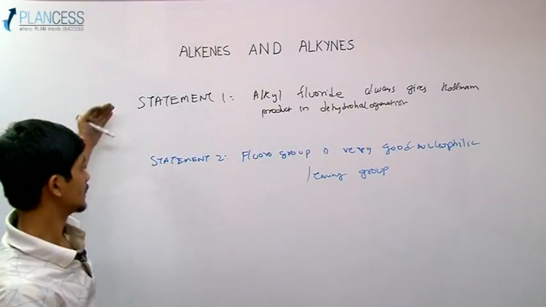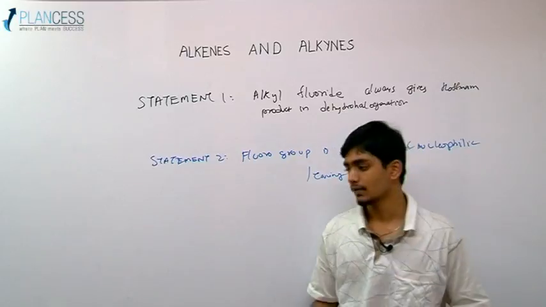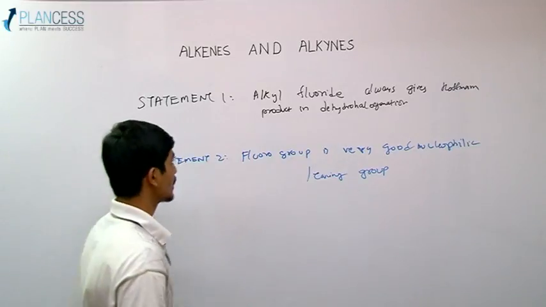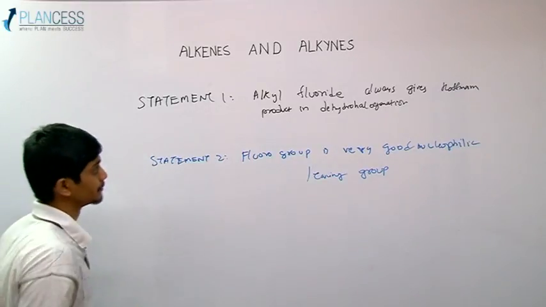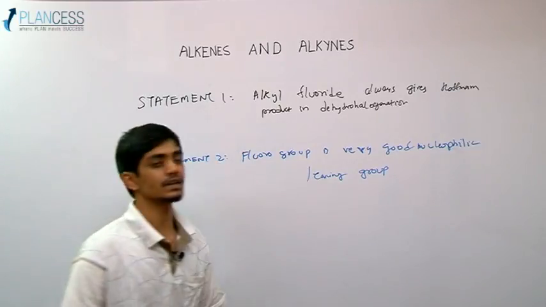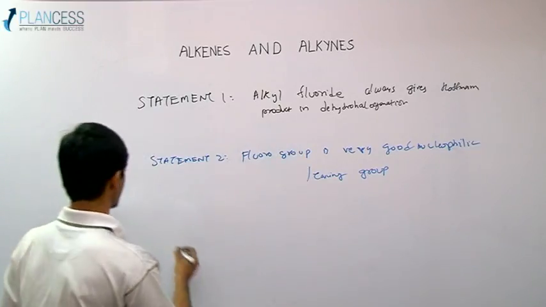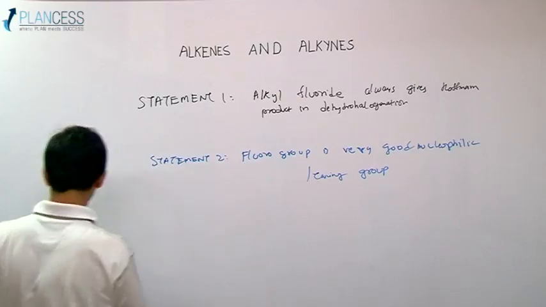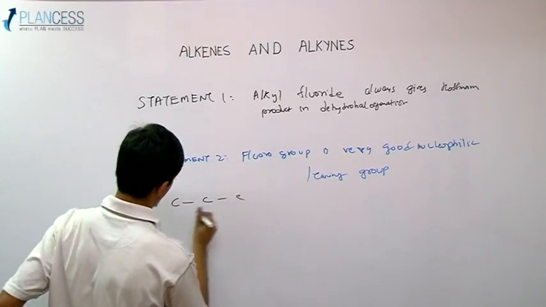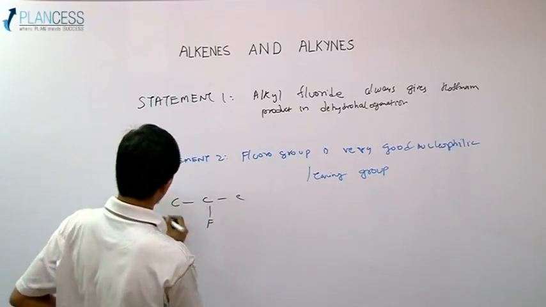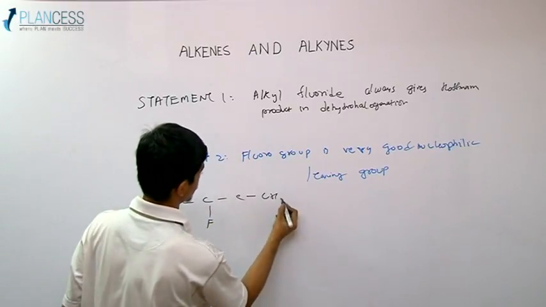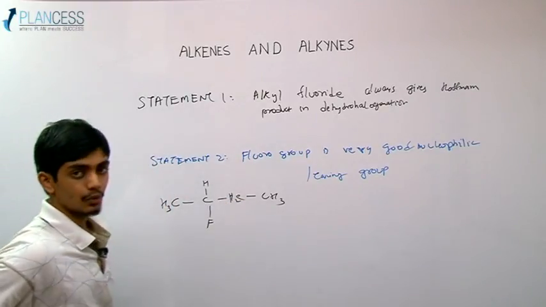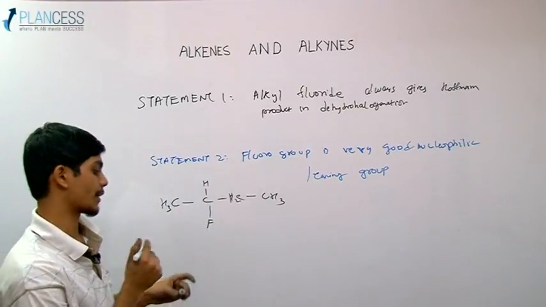Now we have the two statements, and you have to tell me what is the relationship between them, or whether the two statements are correct or not. First, let us see the validity of the first statement: alkyl fluoride always gives Hofmann product in dehydrohalogenation. Let us consider a substance which contains an alkyl fluoride. Suppose we have an alkyl fluoride like this. We have CH3 over here, CH3 over here, CH2 over here, and one hydrogen over here. Now, how do you do the dehydrohalogenation for this compound?